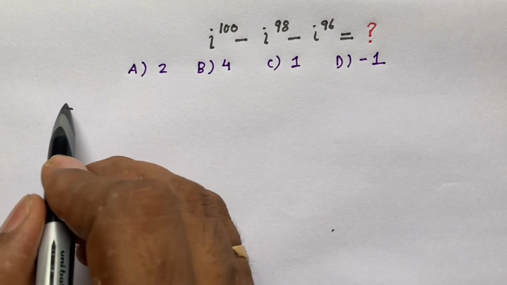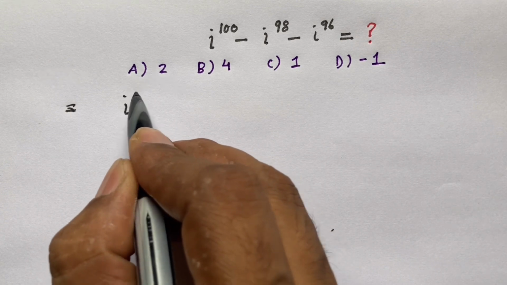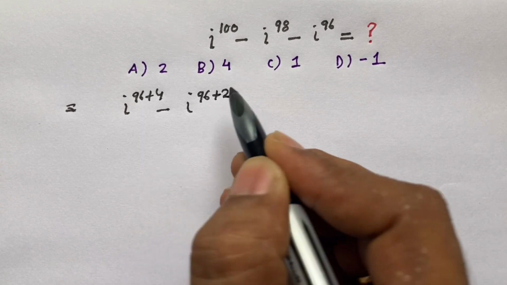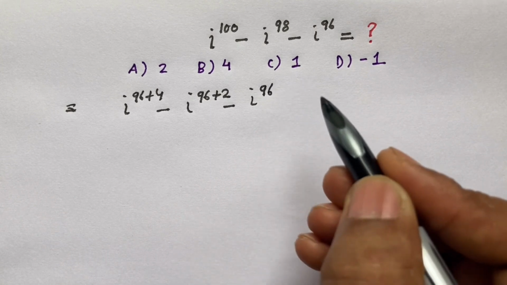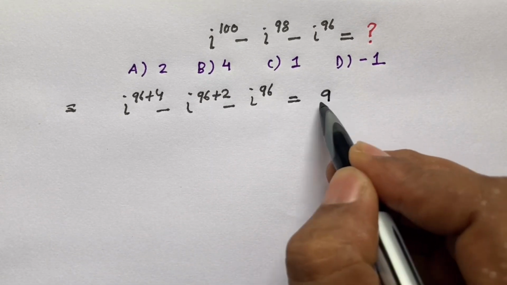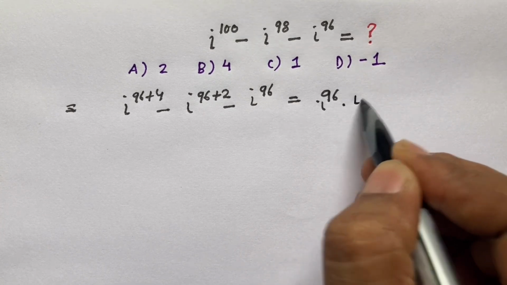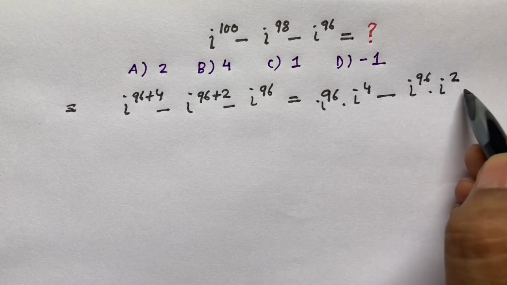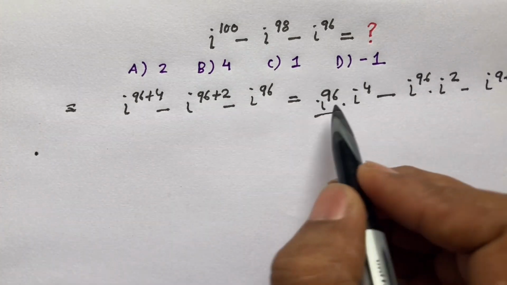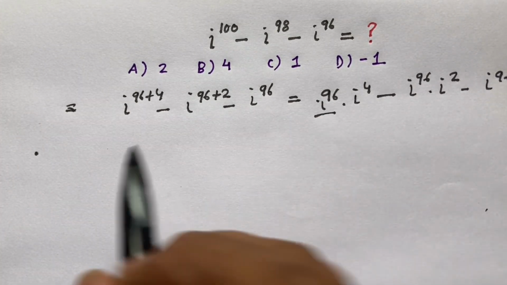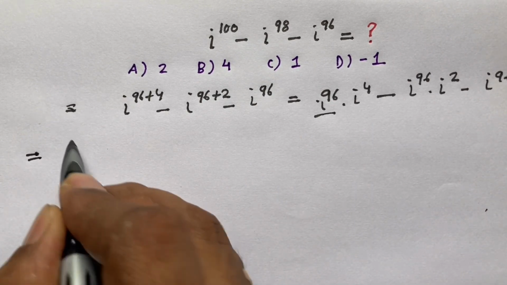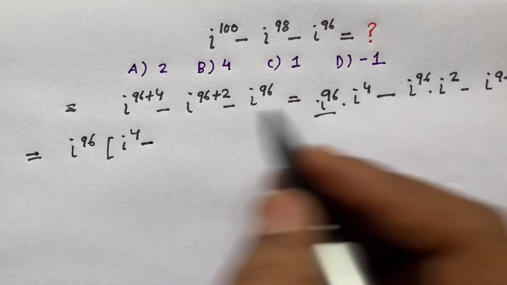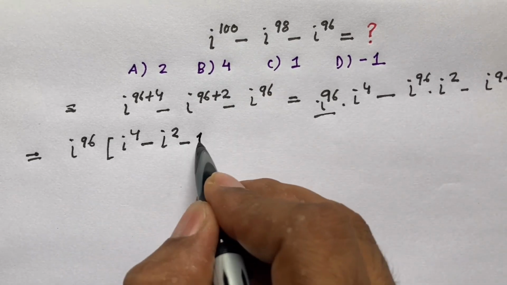To solve this question, we can simplify this as i^(96+4) - i^(96+2) - i^96. That equals i^96 × i^4 - i^96 × i^2 - i^96. As i^96 is common here, take i^96 as common. So this solves to i^96 (i^4 - i^2 - 1).